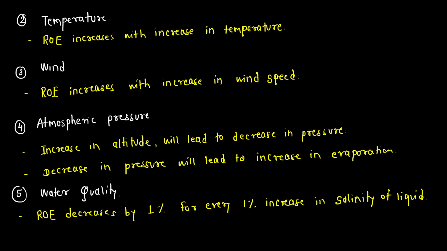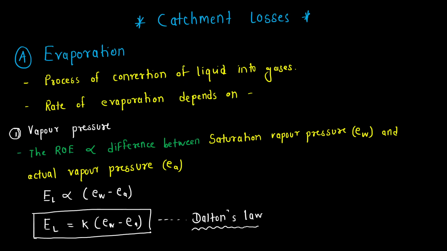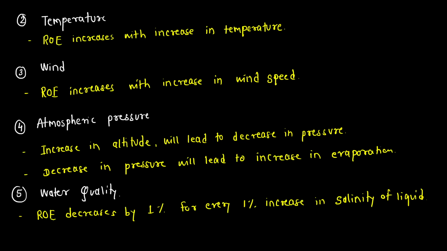So these are the major factors which affect the rate of evaporation. This can be asked in the exam, like what is the relation between rate of evaporation and vapor pressure? It is given by Dalton's law. If it is asked about temperature, then if the temperature increases, there is an increase in the rate of evaporation. Similarly, if wind speed is more, then the rate of evaporation is more.